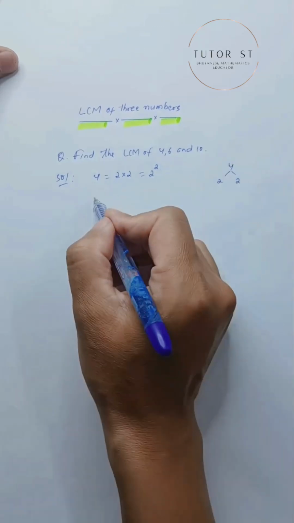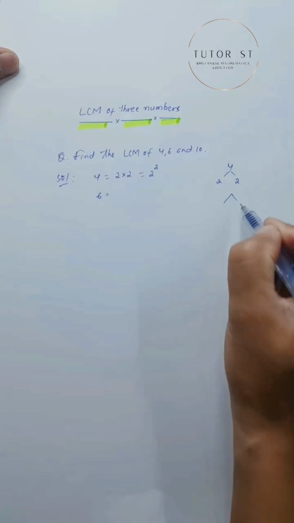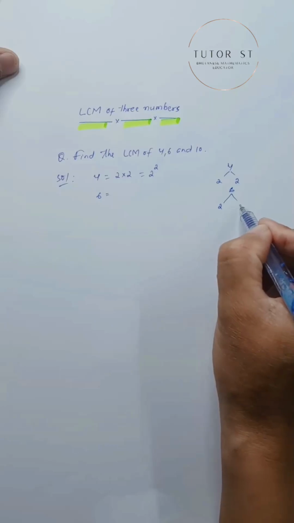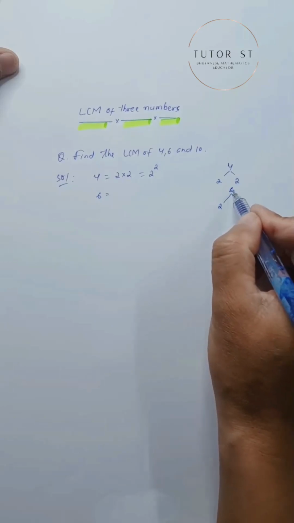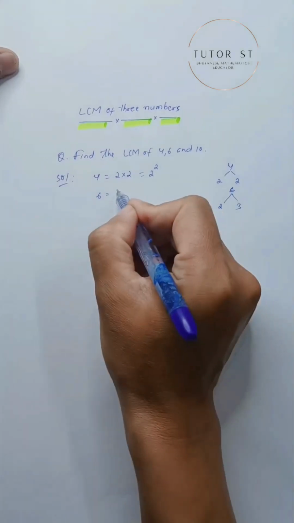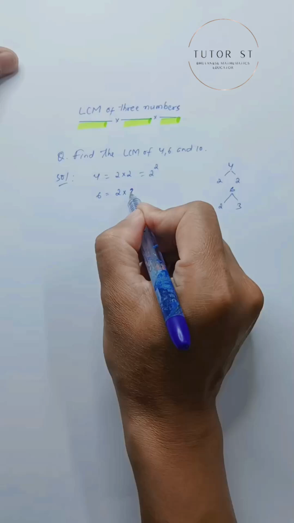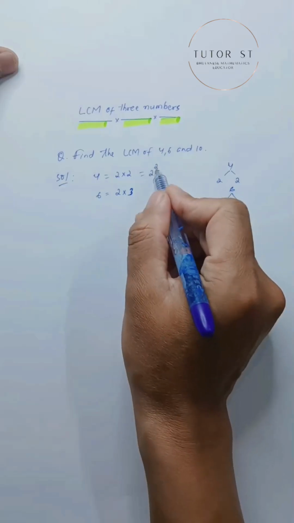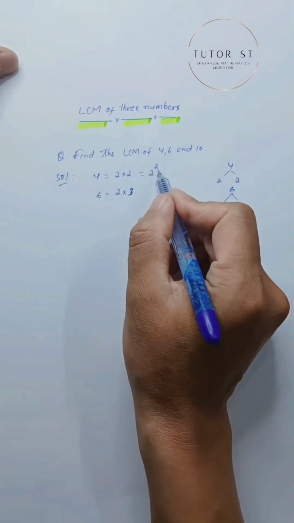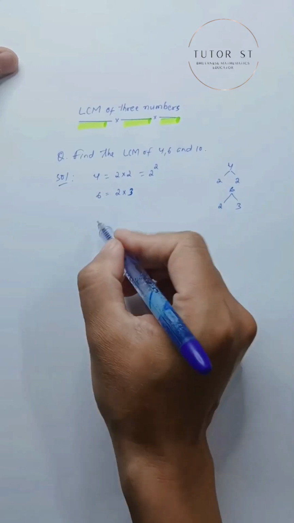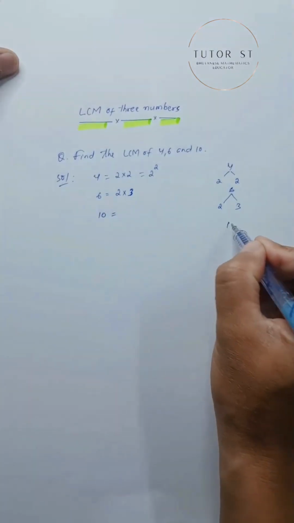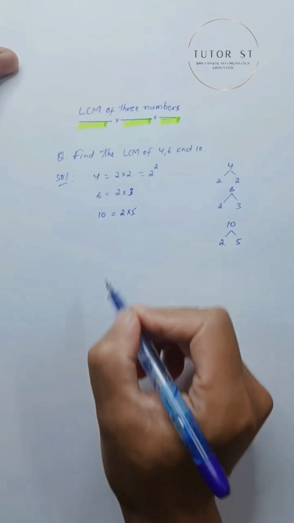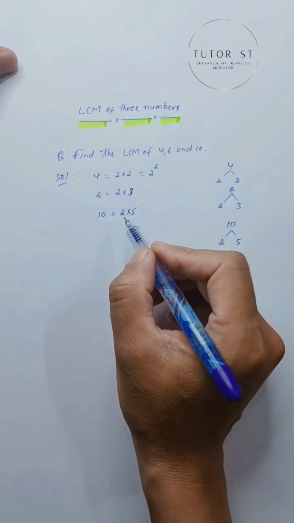6 is again even. Therefore, I can multiply 2 with a certain number, and the product should give me 6. So 2 times 3 will give you 6. Since 2 and 3 are different prime factors, I need not write this in the form of a power. So I'm going to leave my answer as it is. 10 is an even number. Therefore, 10 can be written as 2 times 5. These are the prime factors for 10.